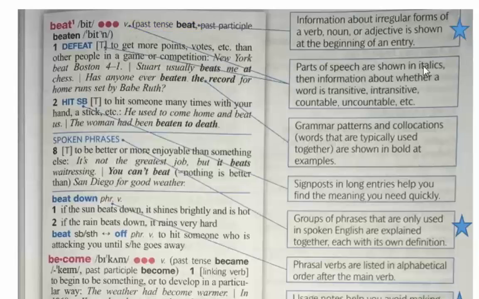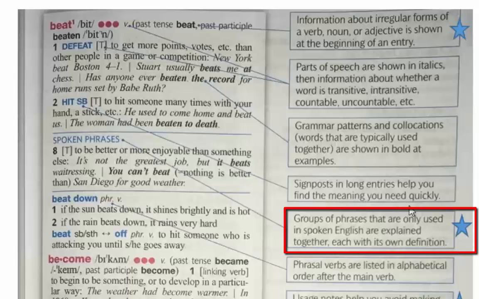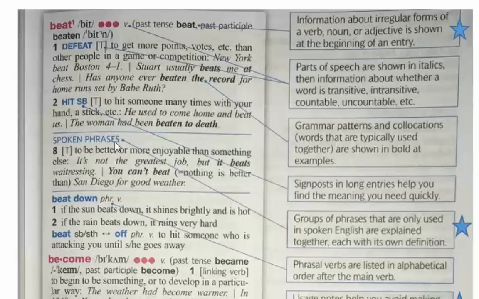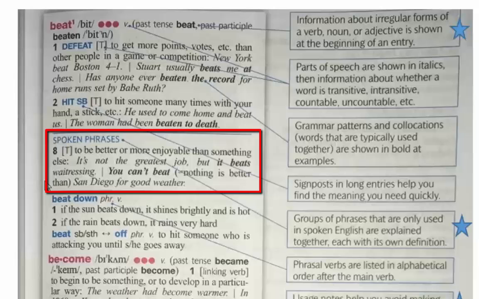Then I also want to point out down the line there, it says groups of phrases that are only used in spoken English are explained together, each with its own definition. So sometimes there are English phrases that are really only used in English and usually don't make sense in some other language. So they would be listed here that should be able to help you. So you'll see here it says like spoken phrases, and then it says to be better or more enjoyable than something else. And then there's an example sentence there.